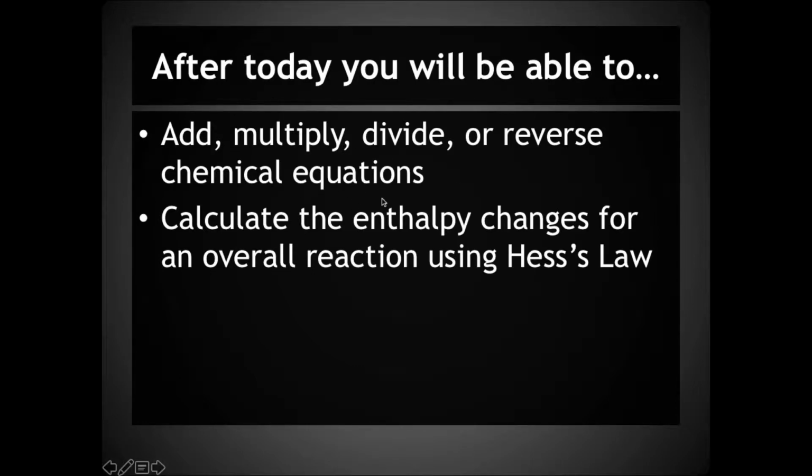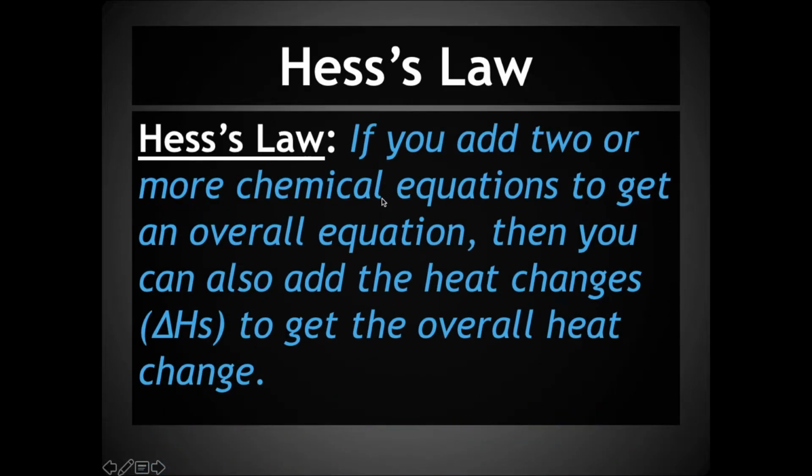to a chemical equation. So Hess's law, this looks like a really good multiple choice or matching question, but it says that if you add two or more chemical equations, you get an overall equation. Then you can also add heat changes to get the overall heat change. So basically, we're going to manipulate some equations, and there are rules we have to follow to determine the heat changes in all of this.